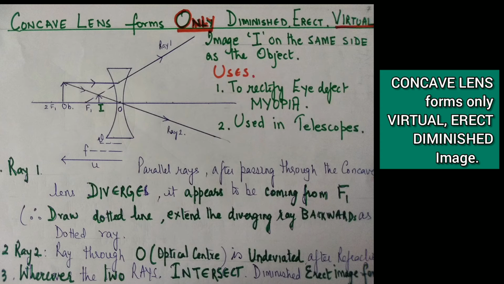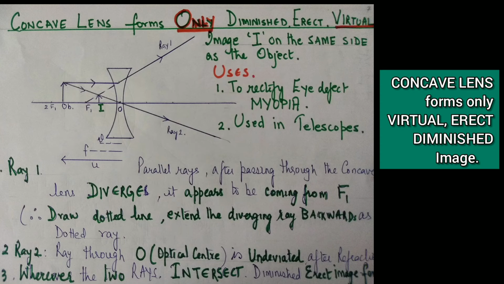Now this is a concave lens. A concave lens only forms a virtual image, no real image. It forms a diminished, virtual, erect image. Look at the diagram. These two diagrams are very important, convex and concave lens virtual images.